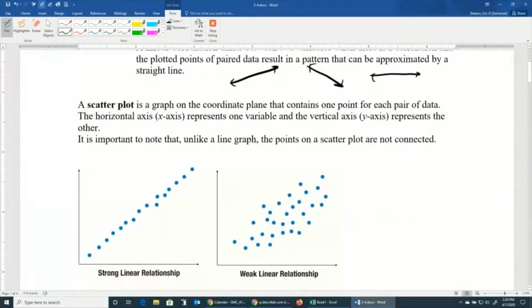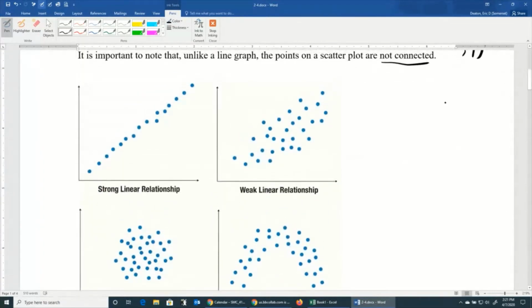Now what we're going to do is use a scatter plot. We've collected some data and we're going to plot those points like any pairs of data, x comma y, if you remember that from an algebra class. X is always horizontal and y is always vertical. With scatter plots, we do not connect these. And so here are some examples.